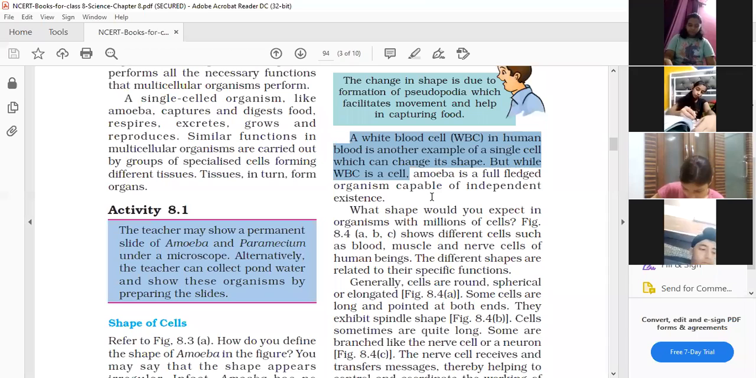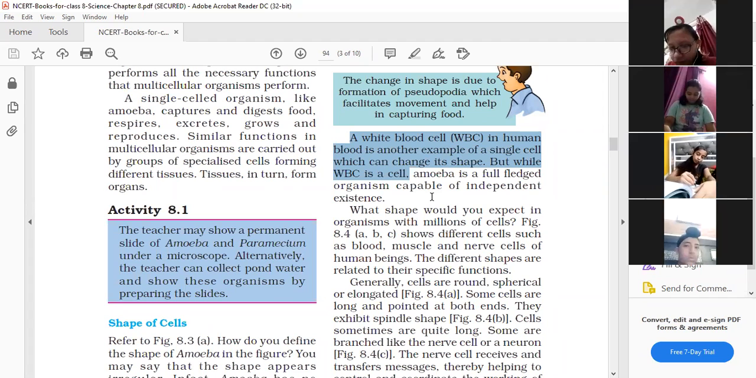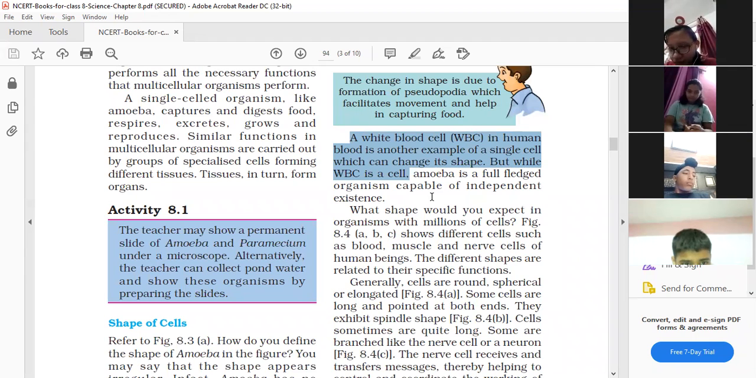Can anybody tell me the function of WBC in our body? Yes, Ananya Jain. And it fights with all the diseases entering in our body. Yes, very good. They are the fighters. They fight against the diseases. You know, another name of white blood cell is soldiers of our body. You know what soldiers do? They fight against the diseases. That's why they are known as the soldiers of our body. So this is a function of WBC. And this is a cell which keeps on changing its shape. So continue, beta.